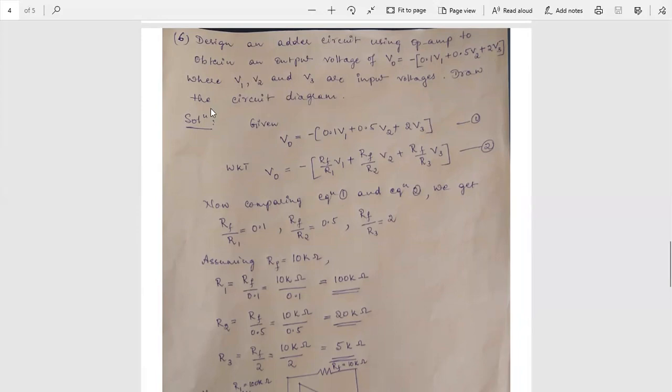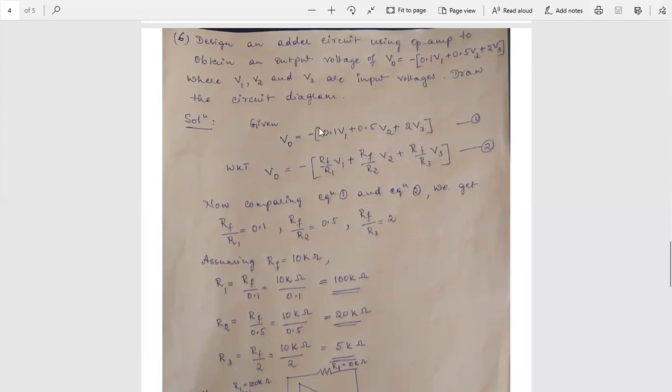Okay, so as we know, this circuit is an adder circuit with three input voltages V1, V2 and V3. So we know that the output voltage in the adder circuit V0 is equal to minus of Rf by R1 into V1 plus Rf by R2 into V2 plus Rf by R3 into V3. So now here the given equation in this problem is V0 is equal to minus of 0.1 V1 plus 0.5 V2 plus 2 into V3.